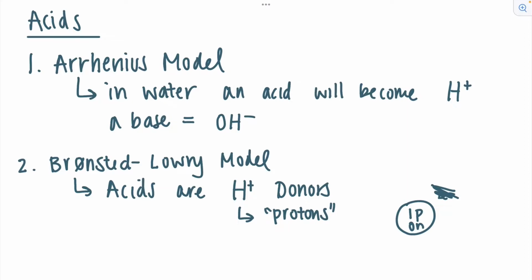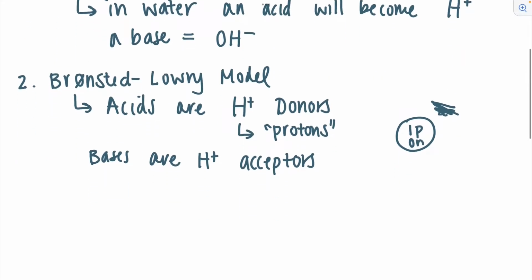And in the Bronsted-Lowry model, bases are H+ acceptors, meaning the structure will take the H+, whereas the structure for an acid will give away an H+. And you can see how that's different than the Arrhenius model, because in the Arrhenius model, it's just talking about water.